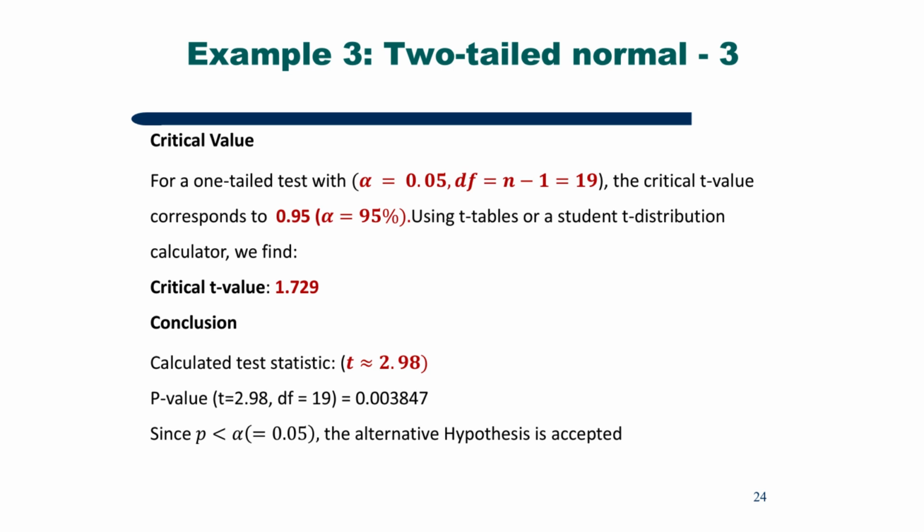Conclusion. Calculated test statistic. T is approximately equal to 2.98. Since the calculated t-value, t equals 2.98, is greater than the critical value, t equals 1.729, we reject the null hypothesis. P-value for t equals 2.98, and the degrees of freedom df equals 19, equals 0.003847. Since p is less than alpha, equals 0.05, the alternative hypothesis is accepted.